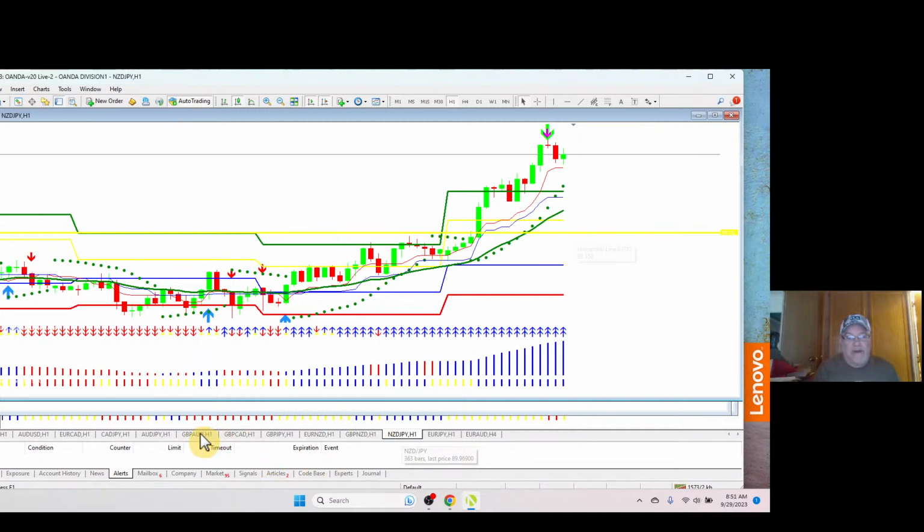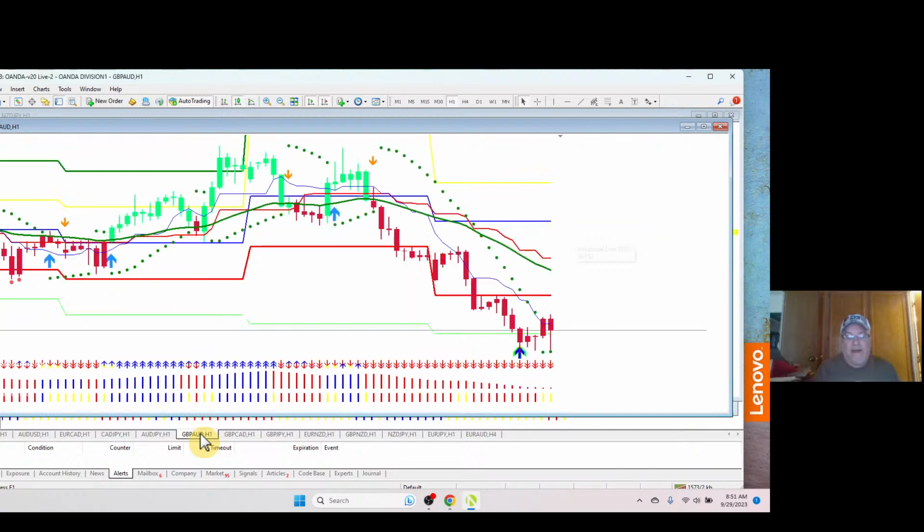I'm in the pound Aussie buy, and I'm looking for a high takeout here so I can move my stop loss to break even on it. So hopefully I can take that high out and continue higher. So we shall see. I don't think there's anything else that we could do anything about except the euro odd.